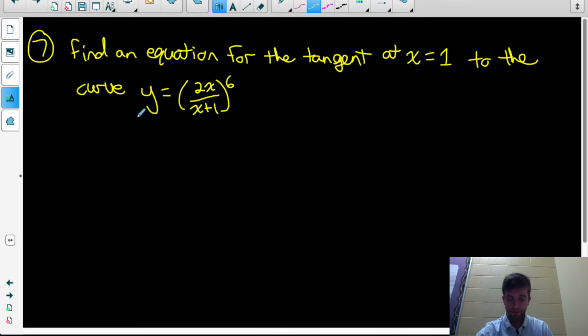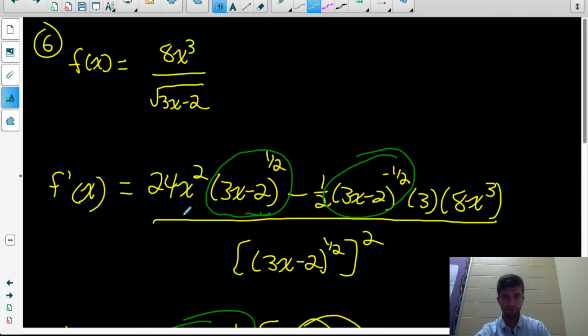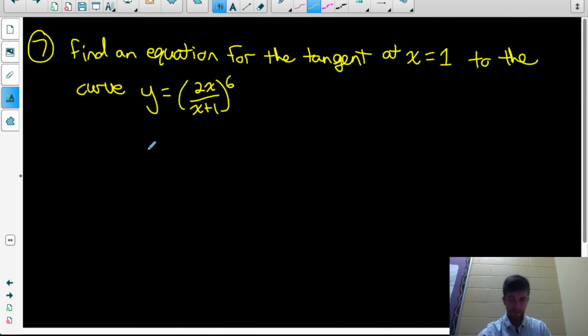Okay, last question of this review I'm going to do with you. This question, I just want to make sure you remember what these derivatives we're finding actually represent and how we can use them to find equations of tangent lines. So find an equation for the tangent at x equals 1 to the curve y equals (2x over x plus 1) to the 6. So keep in mind, all of these derivatives that we've been finding tell you the instantaneous rate of change, or the slope of the tangent, at any value of x we want to the original function.